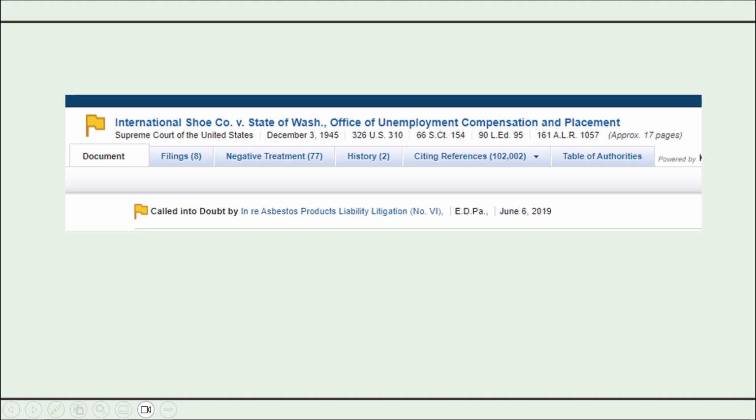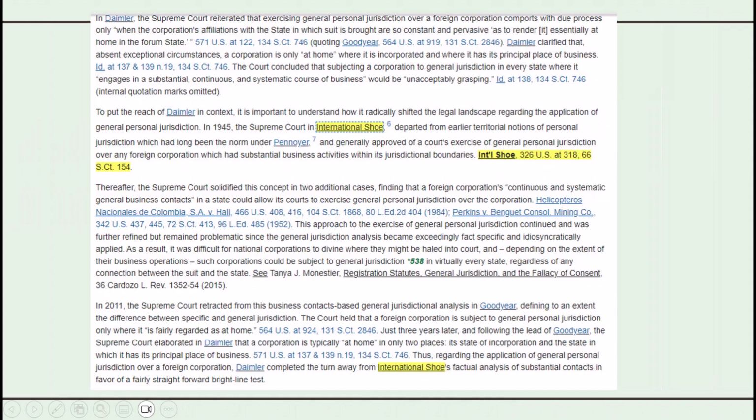Now, the first thing I'm going to do is look at that case that's mentioned as part of the yellow flag, because evidently Westlaw thinks that's a pretty important case. And it's called International Shoe into Doubt. So that's what I did. The first thing I did was I went and looked at that case. And I found in it the language in which it addressed International Shoe and the rule involving personal jurisdiction. So here's some of the language in that case.